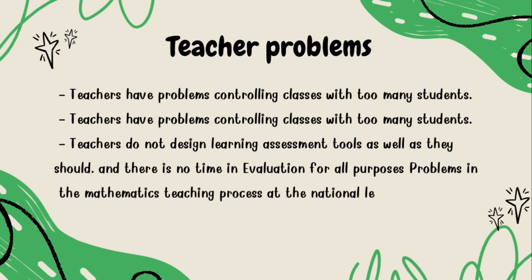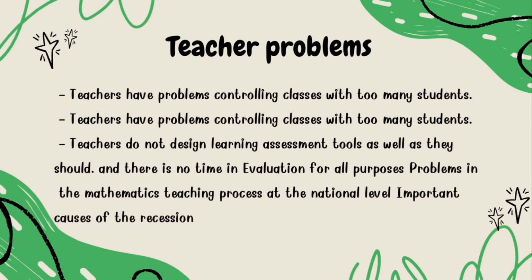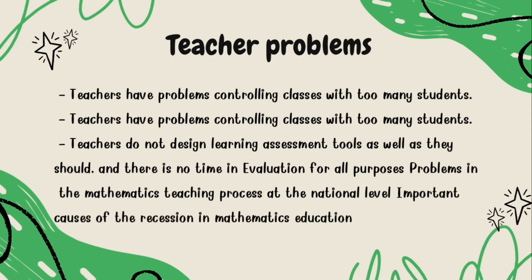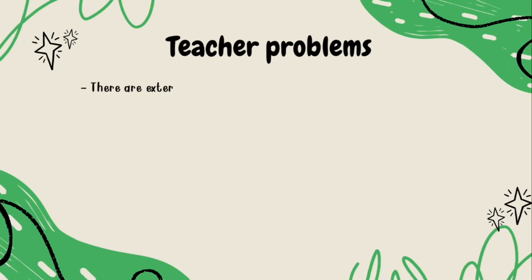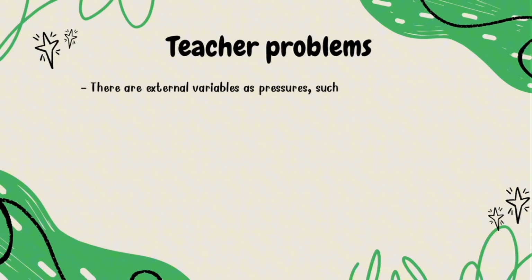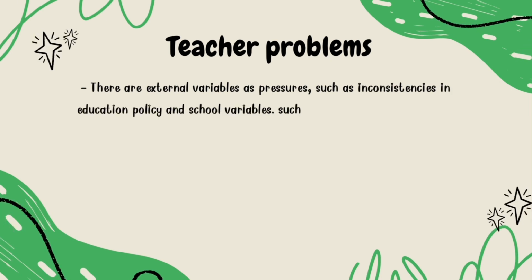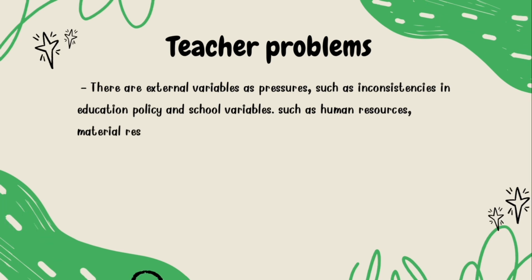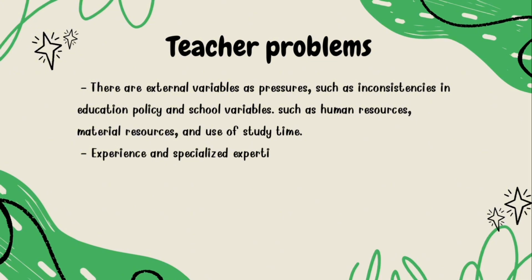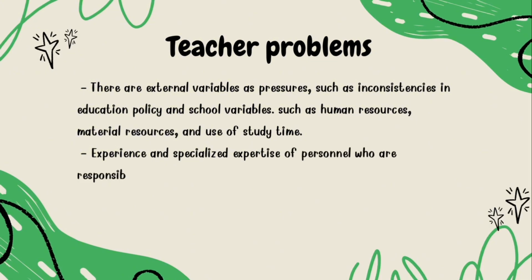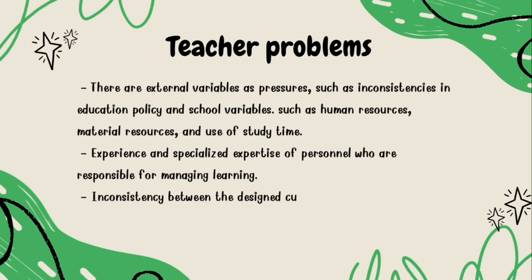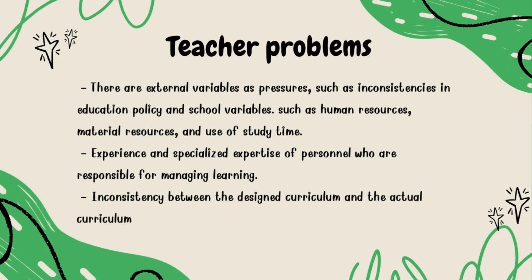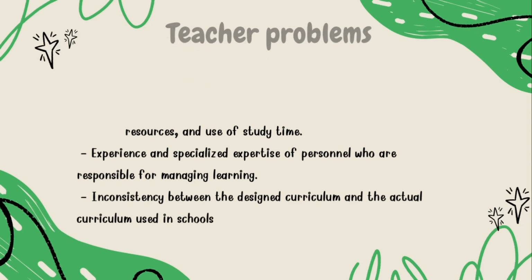Problems in the mathematics teaching process at the national level. Important causes of the recession in mathematics education. There are external variables as pressures, such as inconsistencies in education policy, and school variables, such as human resources, material resources, and use of study time. Experience and specialized expertise of personnel who are responsible for managing learning. Inconsistency between the designed curriculum and the actual curriculum used in schools.